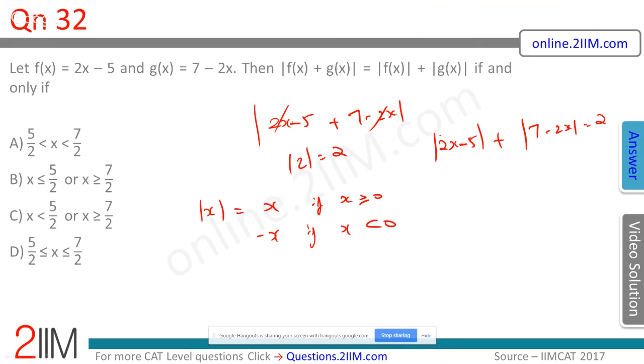And so modulus of 2x minus 5 is going to be either 2x minus 5 or 5 minus 2x, one of these two, depending on where x falls. And 7 minus 2x is either going to be 7 minus 2x or 2x minus 7, depending on where x falls. If I add 2x minus 5 and 7 minus 2x, you'll get 2. But if you add this and this, you get 4x minus something. That doesn't work. We wanted to add up to 2.